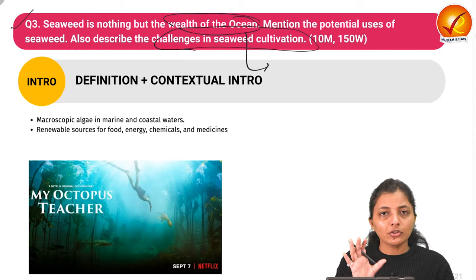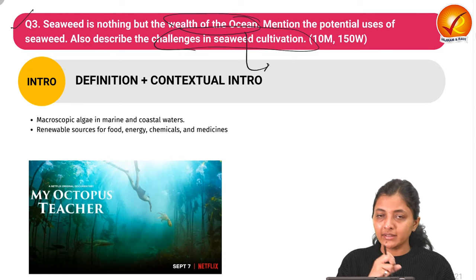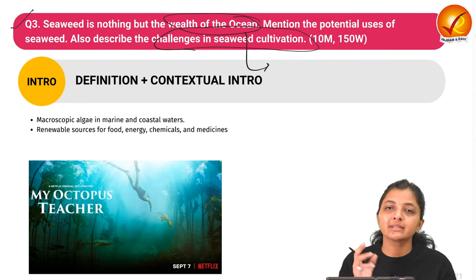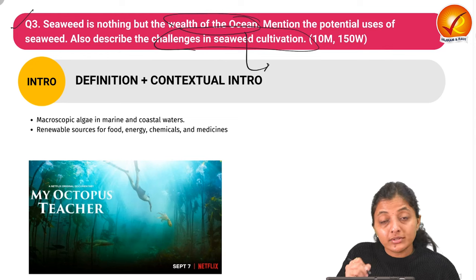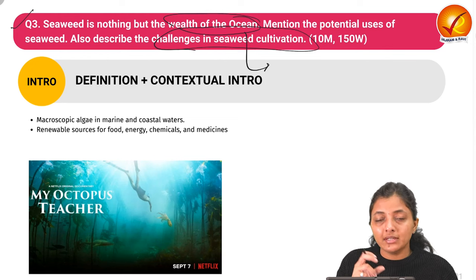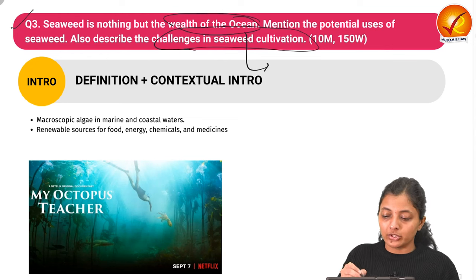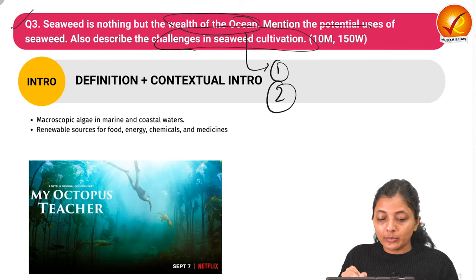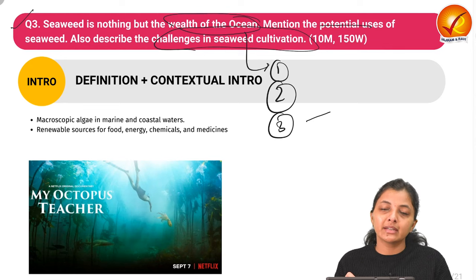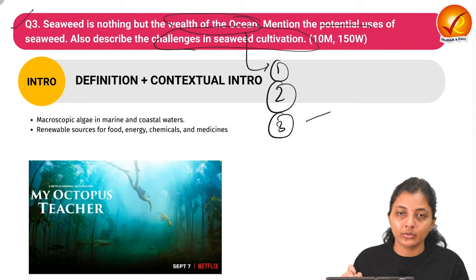One is nothing but the context set. So if you want to write it in the introduction or as a separate body part, it's up to you. You can tell about some significance or how seaweeds act as a wealth of the ocean. So this could be the first demand. And then we have to tell about the potential uses of seaweeds. And then there are some challenges in the seaweed cultivation. This would be the third demand of the question.